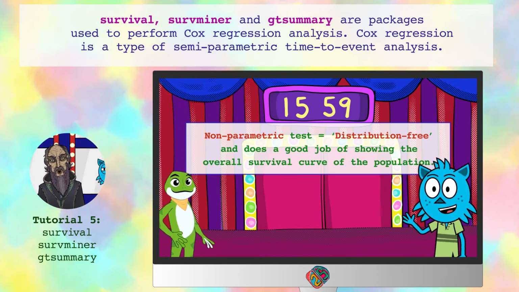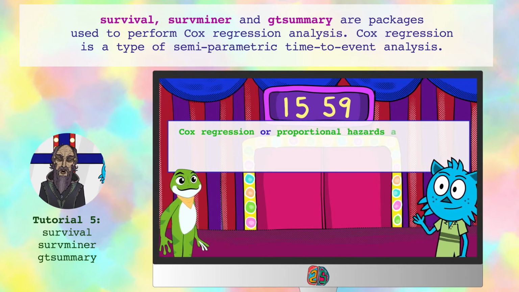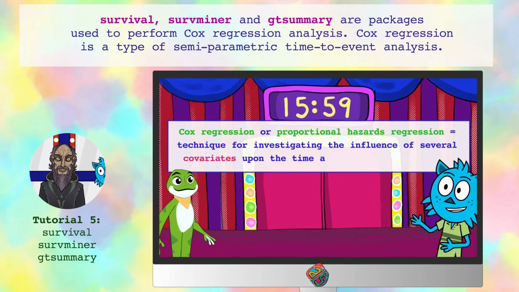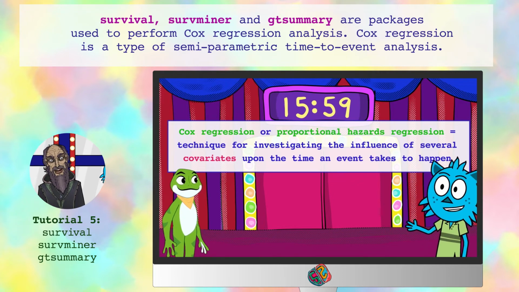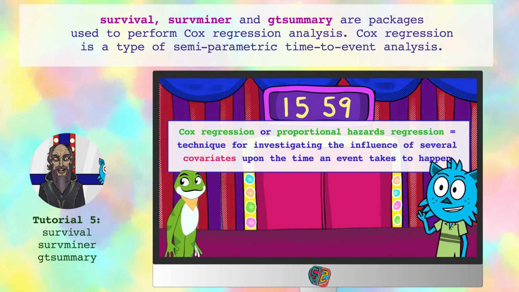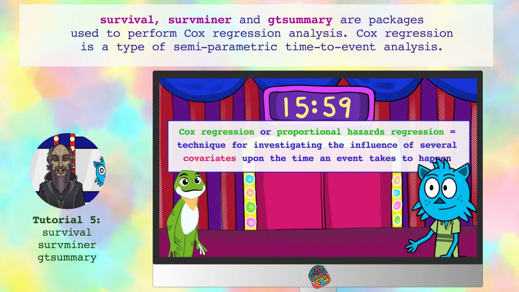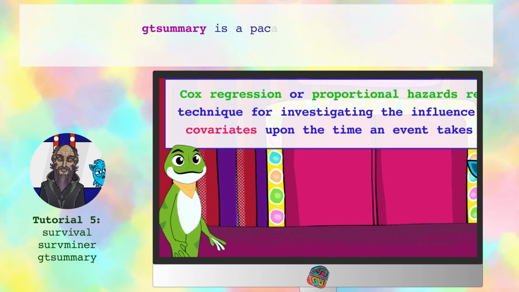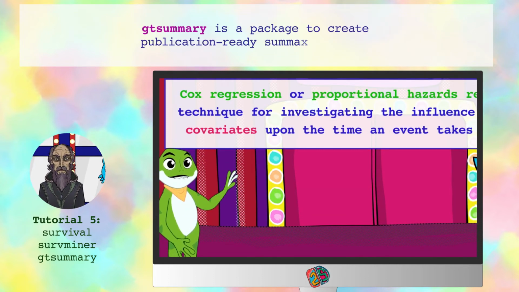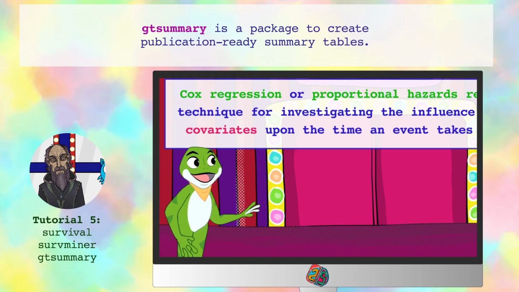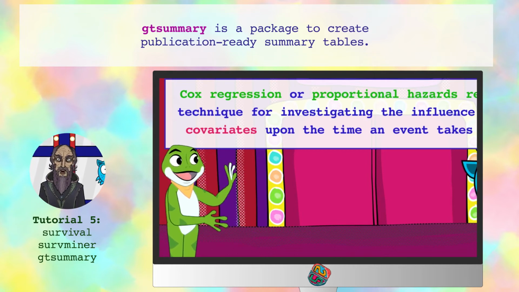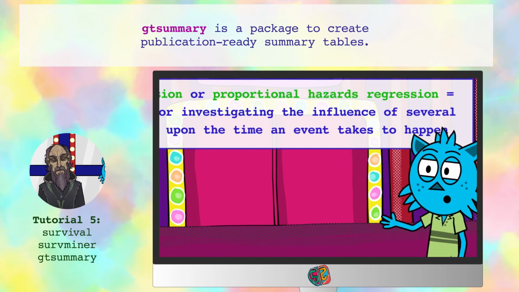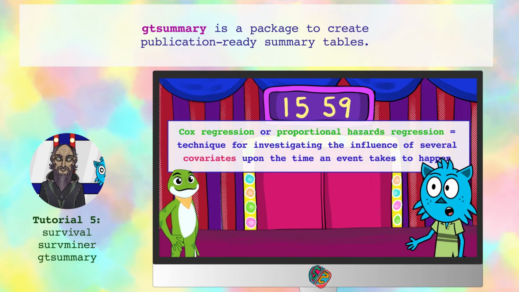Actually, Cox regression or proportional hazards model is a semi-parametric test. It is not fully parametric because even if the regression parameters are known, the distribution of the outcome remains unknown. Oh, I see. This means that Cox regression has a lot of flexibility and allows us to model the impact of each player characteristic on survival. That's right, Zippy. These characteristics are called covariates.